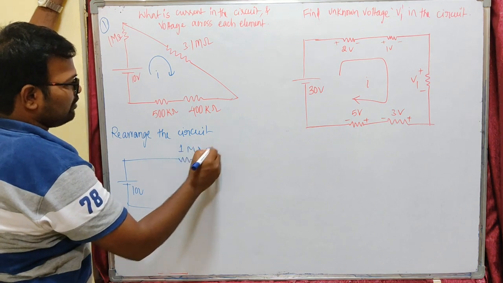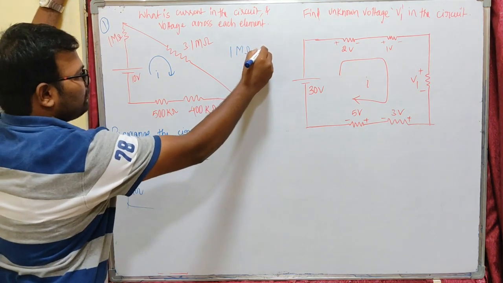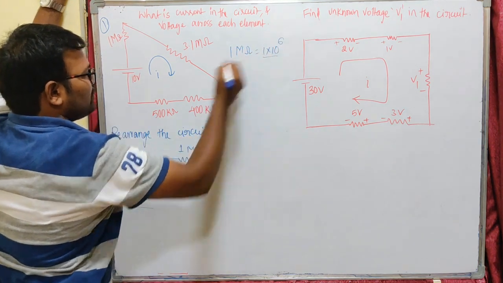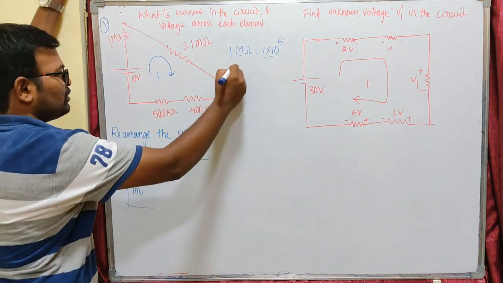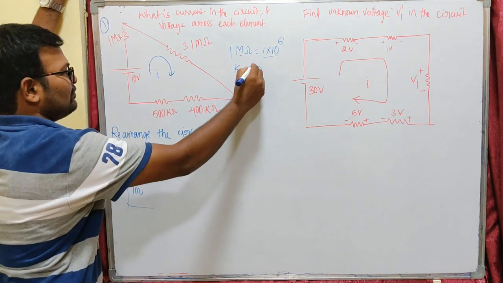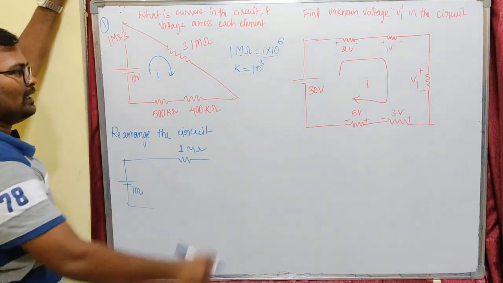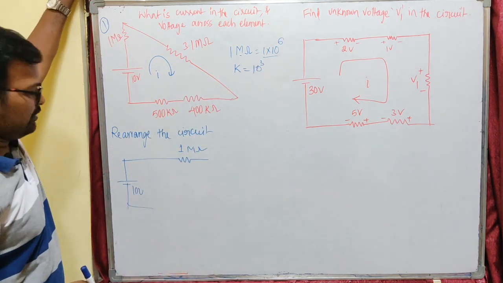1 M ohm means 1 mega ohm, which equals 1 into 10 power 6, since mega is 10 power 6 and kilo is 10 power 3. So this is to be remembered: kilo is 10 power 3 and mega is 10 power 6. You already know that, I think.